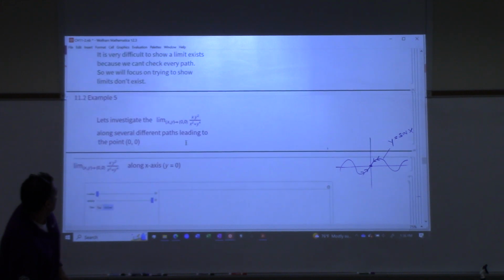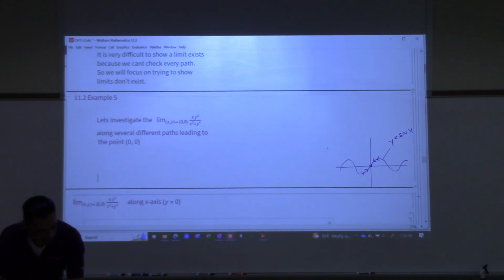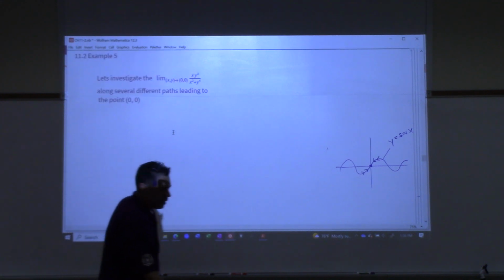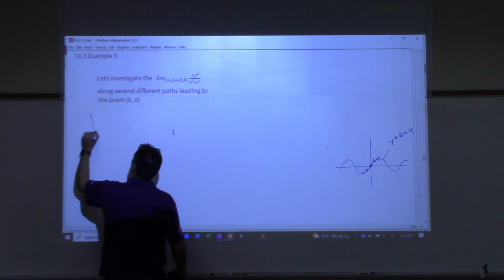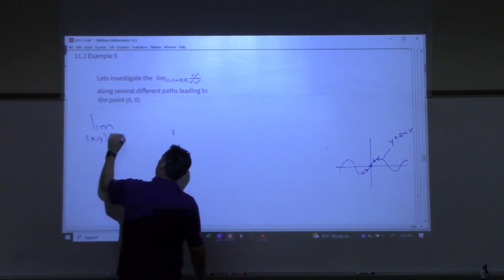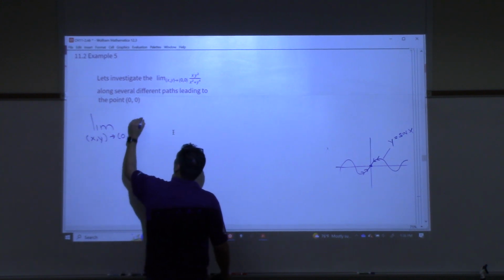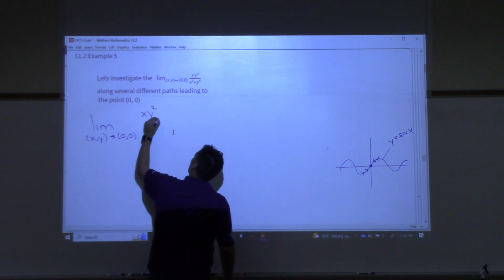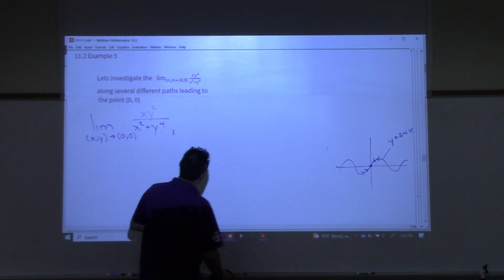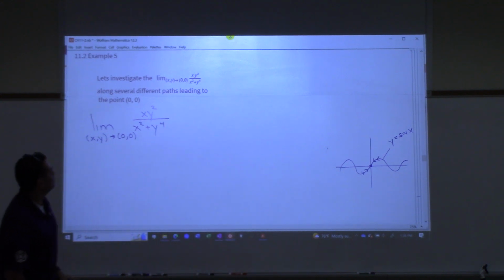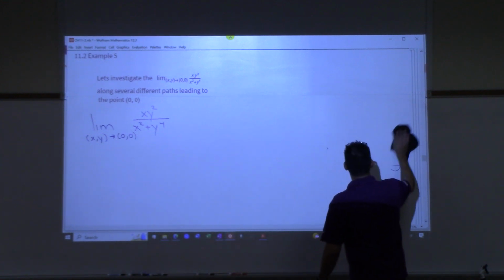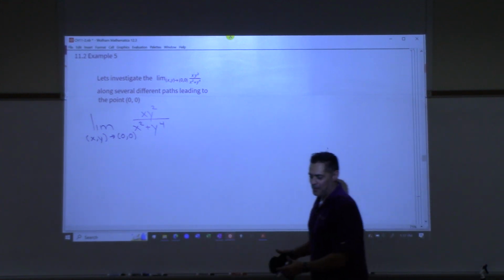All right, this one. I'll write it so you can see it a little bigger here. Limit as (x, y) approaches (0, 0) of xy squared over x squared plus y to the 4th. Yeah, this one, you don't have that symmetry anymore. It's somewhat symmetric, but not symmetric enough, all right?